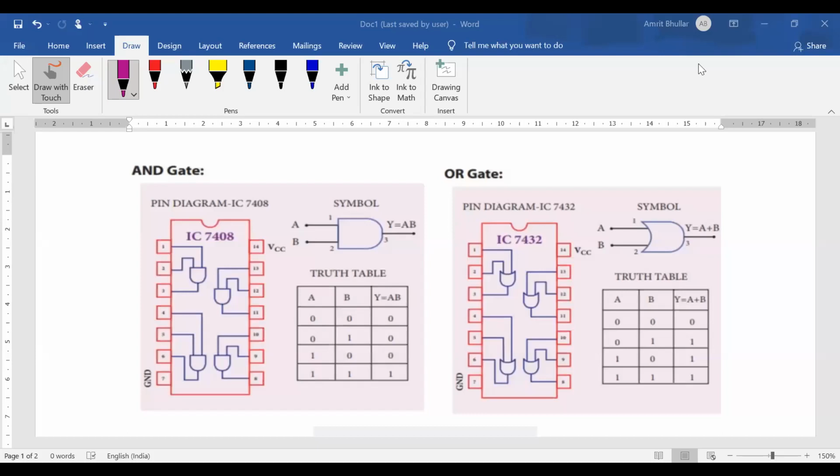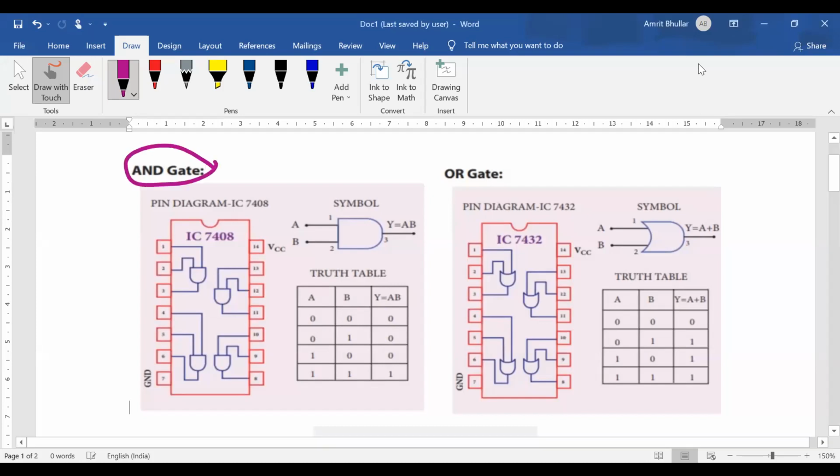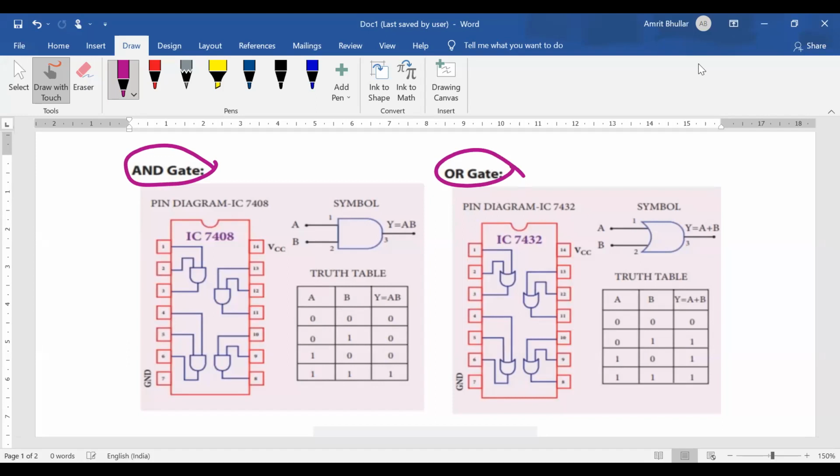So as we already discussed, our IC 7408 always represents the AND gate and our IC 7432 represents the OR gate. Whenever there is a dot in our Boolean expression, like A dot B, then we know that we are going to use an AND gate. Similarly, if there is a plus in our Boolean expression, we know that we require an OR gate in the logic circuit.